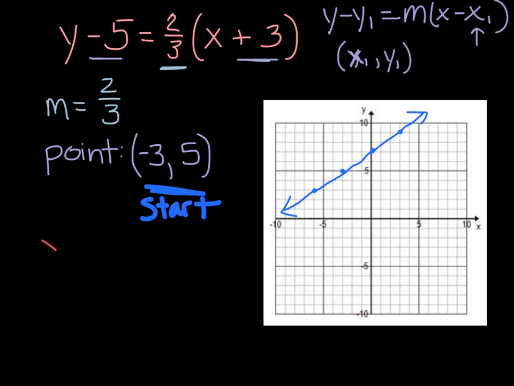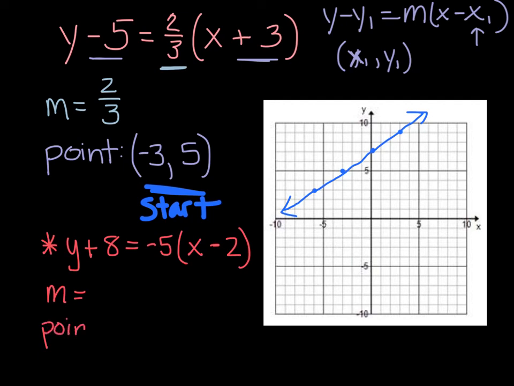So what I want you to do for class is look at the equation y plus 8 equals negative 5 times x minus 2. I want you to write that down. I want you to identify what is the slope of this line and what's the point. What's the point? No, seriously though. What's your x and y value that falls on that line? Okay, thanks very much.